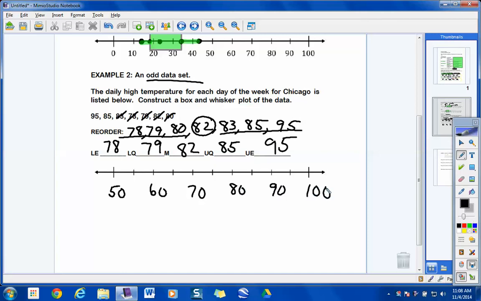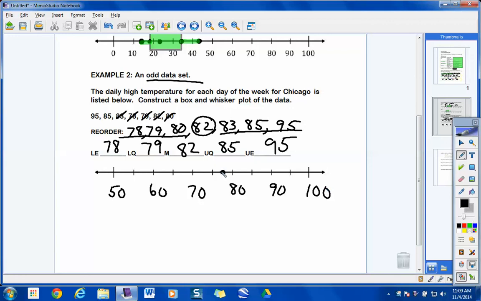Okay. All right. So what did we say the lower extreme was, gang? 78. Okay, so we have these numbers. They're kind of by fives. So it goes 50, 60, 70. All right, so 78. Let's see. If this is 70, this would be 75. So wouldn't 78 lie right about here, everybody?